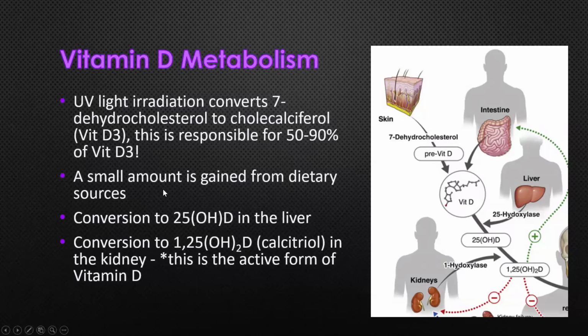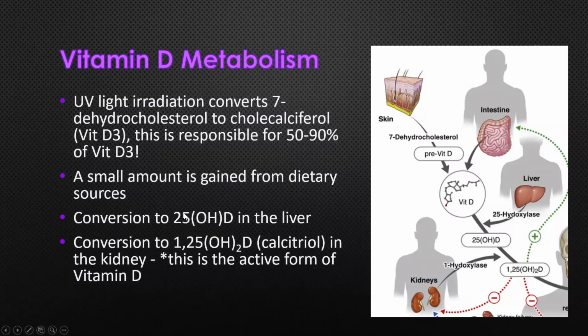But yeah, according to our text, a small amount is gained from dietary sources. But that's not the active form, right? That's not the form that has an active effect on the metabolism of bone, on us maintaining enough calcium, because that's really the primary effect of this active vitamin D: retaining enough calcium and phosphate from our diet so that we have sufficient calcium.